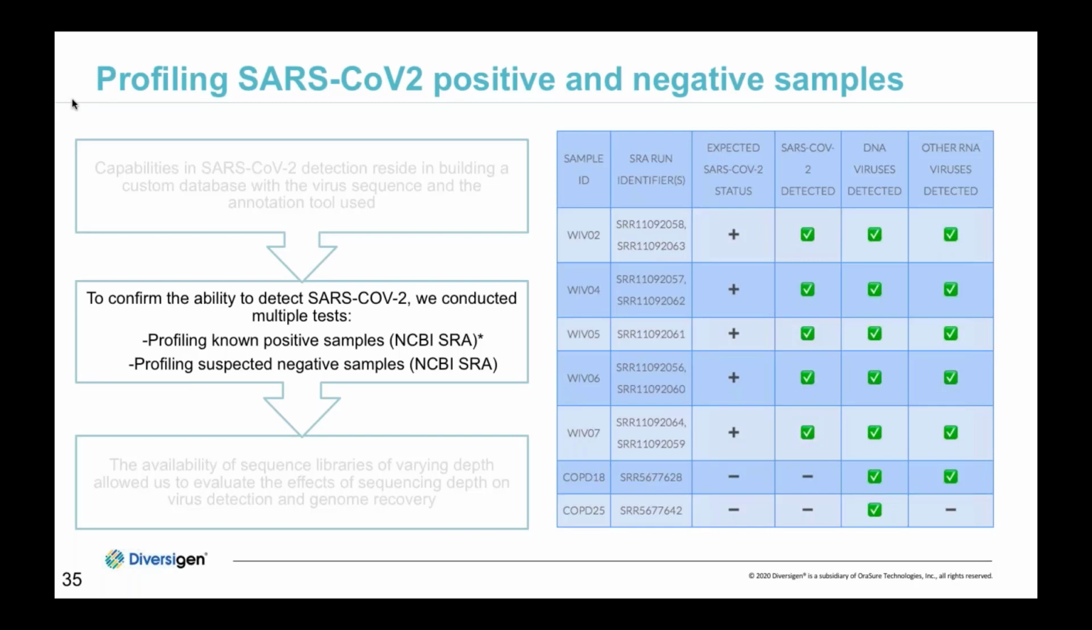We then proceeded to profile the metagenomic datasets using VirMap. And as you can see, we were able to detect the genome sequence of the virus in all 5 samples testing positive for SARS-CoV-2, and we were not able to detect the genome sequences in the negative samples. This further illustrates the ability of the annotation tool used, in this case VirMap, in being highly specific. VirMap was also able to identify a number of DNA and RNA viruses in the samples, which is expected.